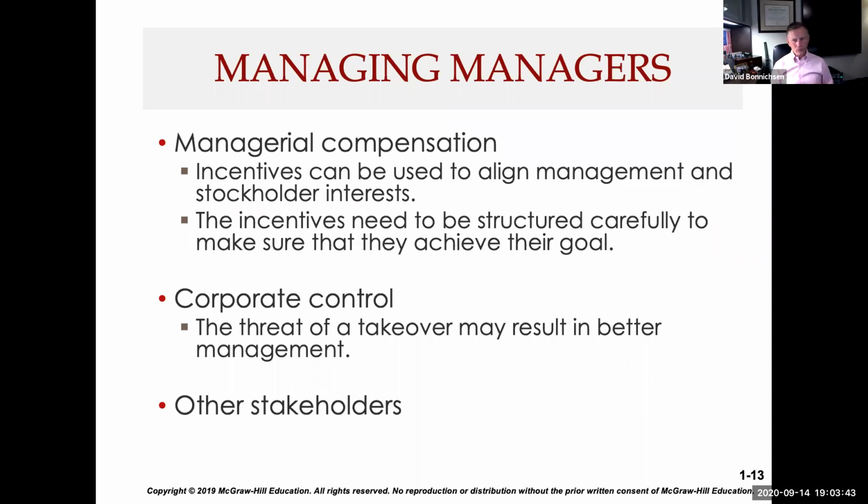Okay. The point here is that those objectives differ, and I encourage all of you to go to your company's SEC documents and look up the managerial compensation for your senior executives.